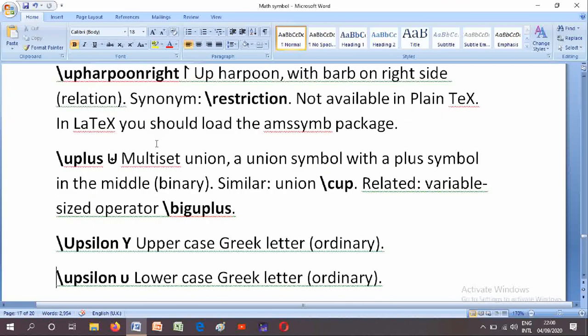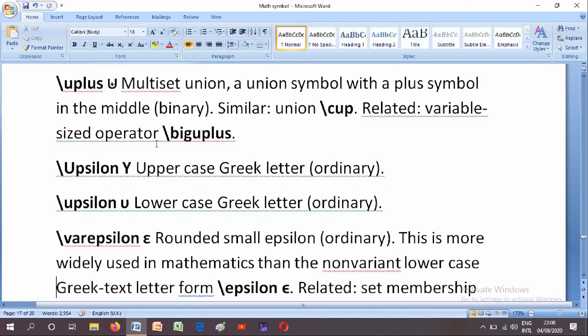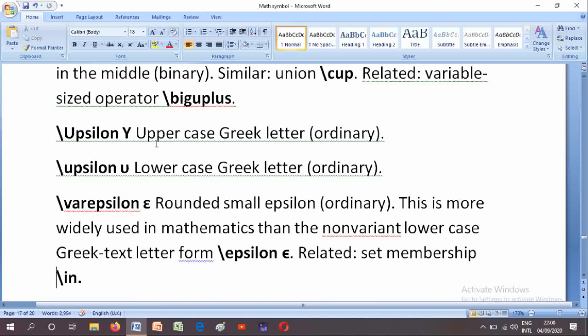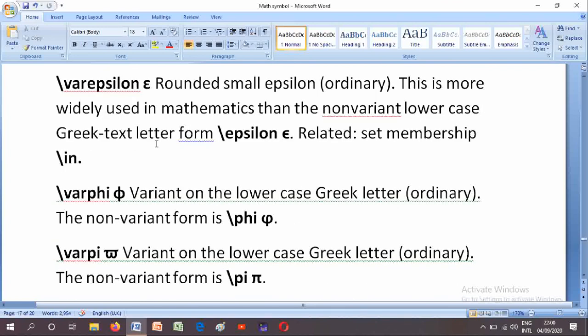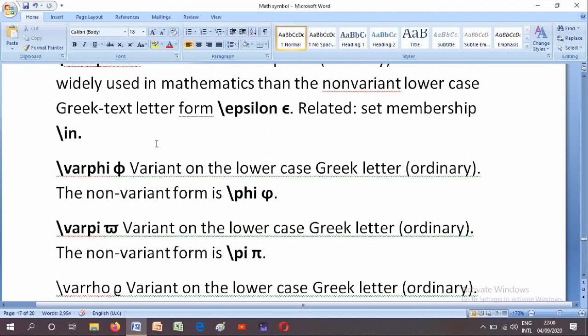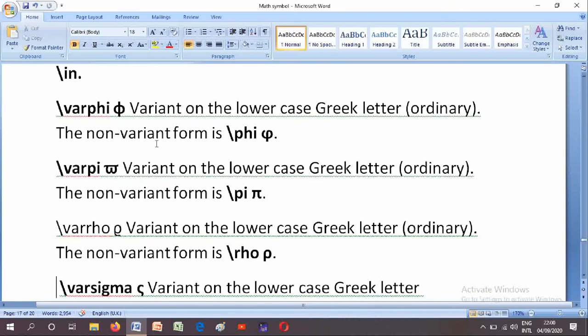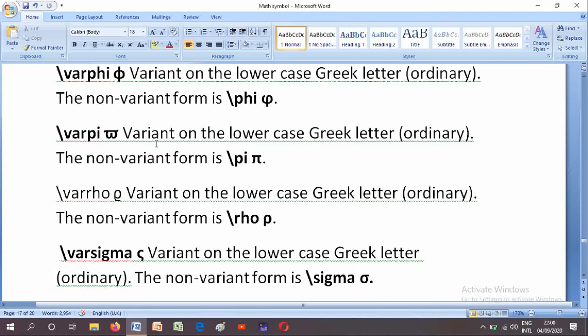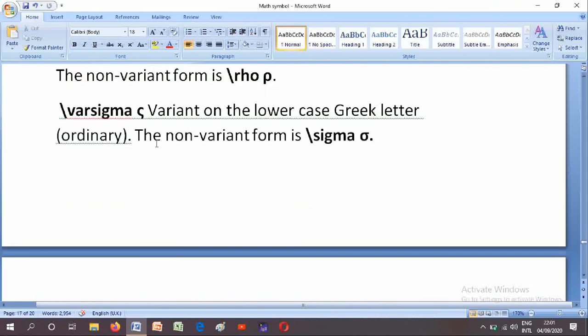\uplus, multiset union, union symbol with the plus symbol in the middle, boundary, similar to union \cup, related variable size operator \biguplus. \Upsilon uppercase, \epsilon lowercase letter, and \varepsilon, rounded small epsilon, ordinary. This is more widely used in mathematics than the non variant lowercase letter epsilon, related set membership \in. \varphi, variant of the lowercase letter, and the non variant form is \phi. \varpi, variant of the lowercase Greek letter, and non variant is \pi. The \varrho variant form is \rho, and \varsigma, variant of the lowercase letter, ordinary, the non variant form is \sigma.